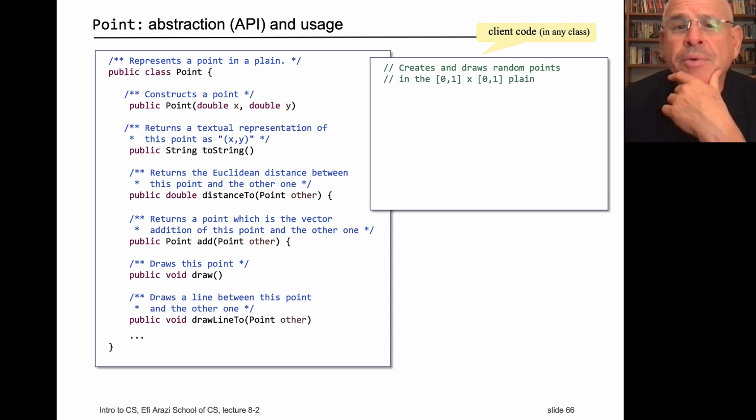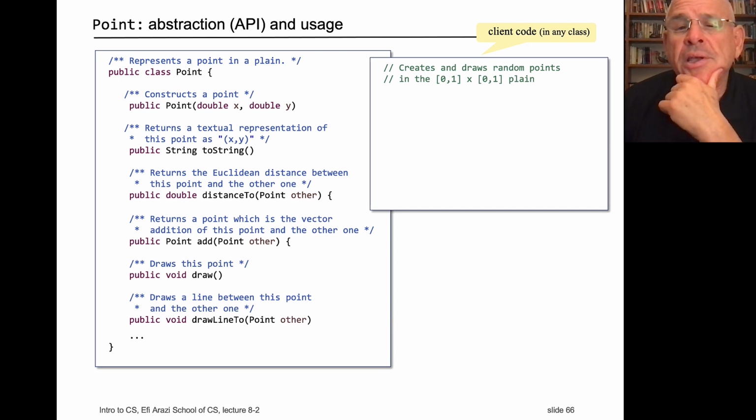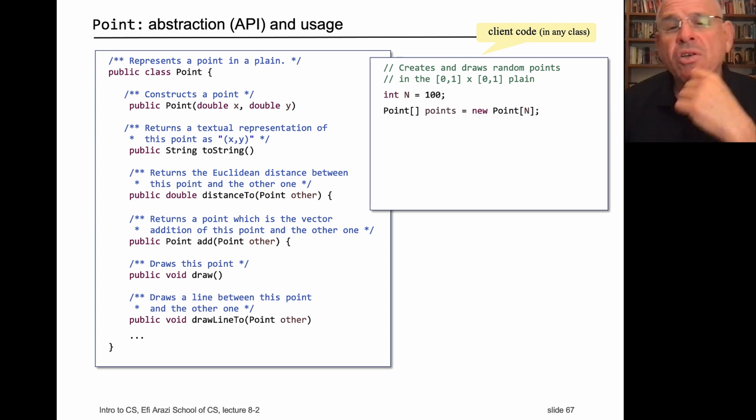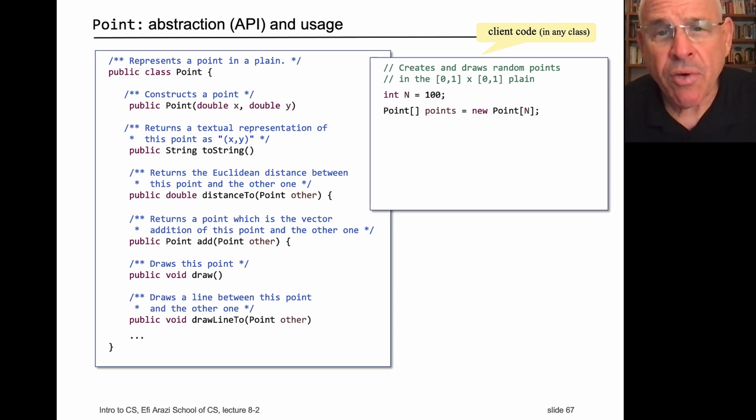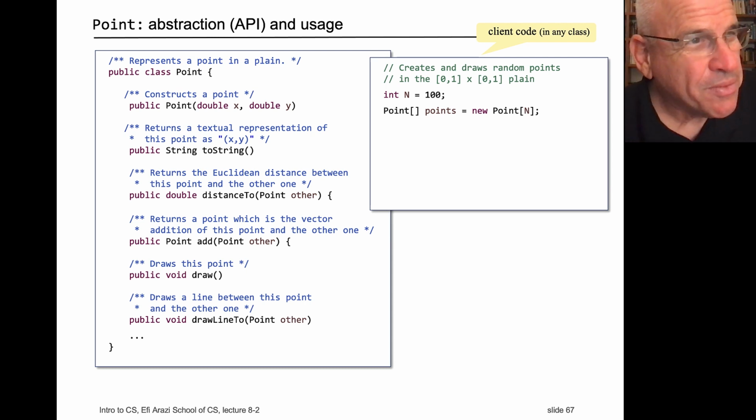Here's some more example client code. Now we want to create and draw random points in a two-dimensional plane, which is defined here. So notice what I'm going to do. I'm building an array of point objects.